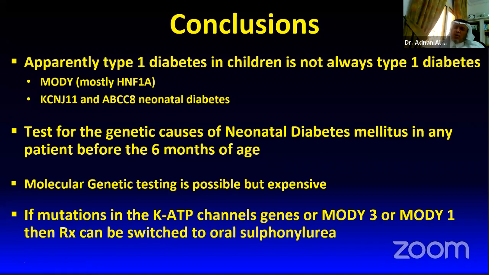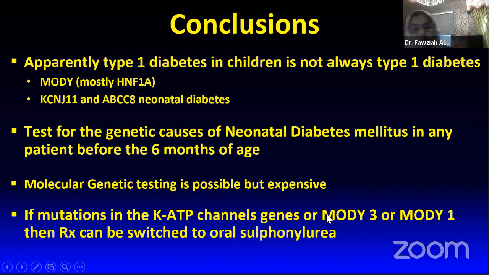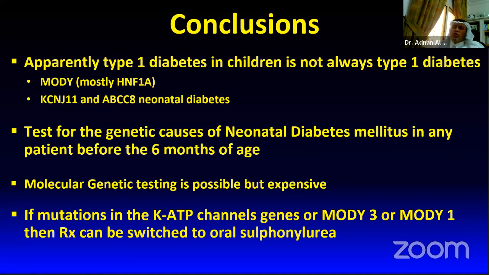It is possible and available, but it is really expensive. It will cost around maybe 3,000 to 5,000 Saudi riyal. But it is really worth it, because if there is a mutation of the ATP channel, then you could stop the insulin and start sulfonylurea, because it could be MODY 12 or 13, which is the potassium ATP channel, or it could be MODY 1 or MODY 3.